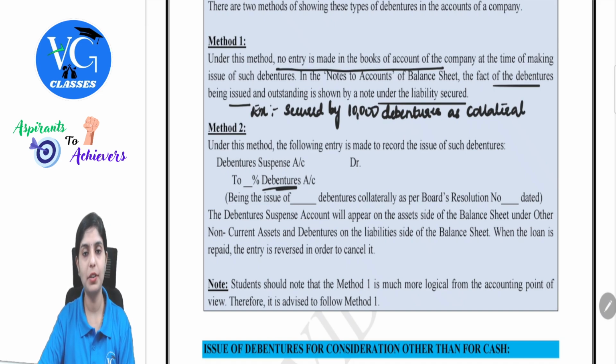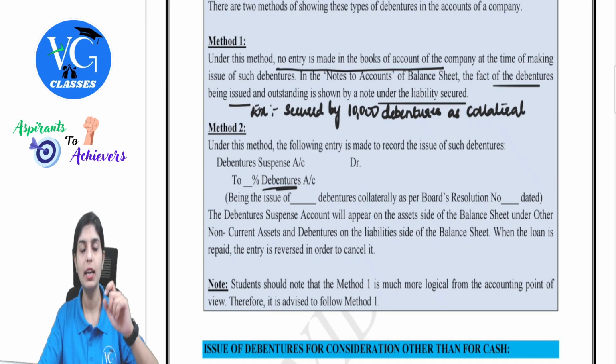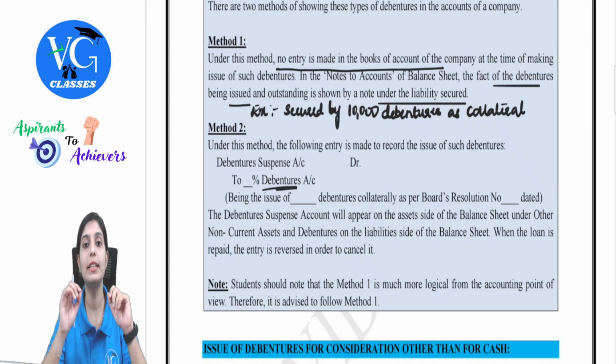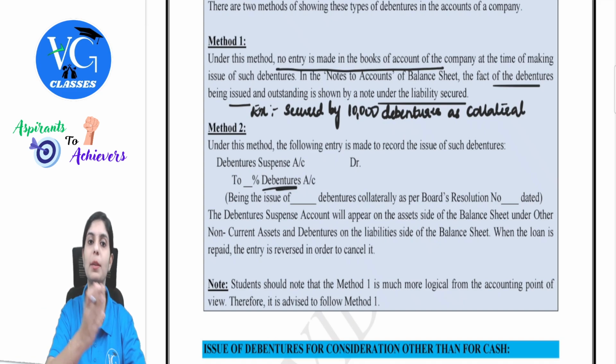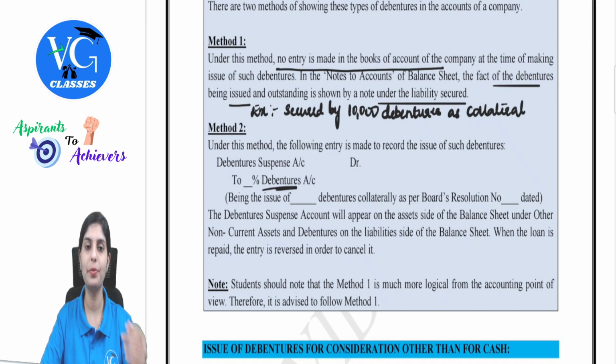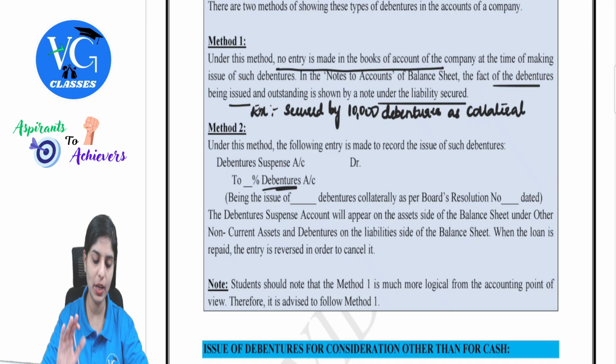This particular activity will take place only when the default happens. Until then, this entry would be presented in the books of accounts. So you will debit a separate account called the debenture suspense account. You understood the nature of suspense accounts in the previous chapter units as well. Likewise here, this is just opened for this particular purpose. It is just imaginary, just to show that there is an issue of such debentures.